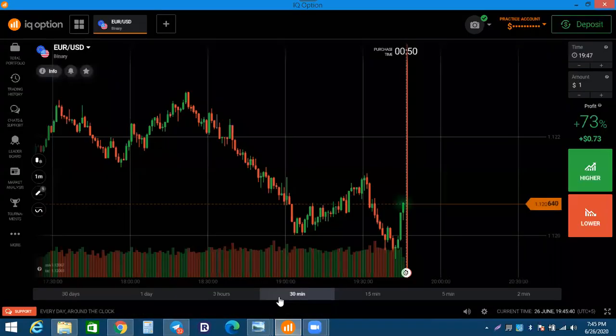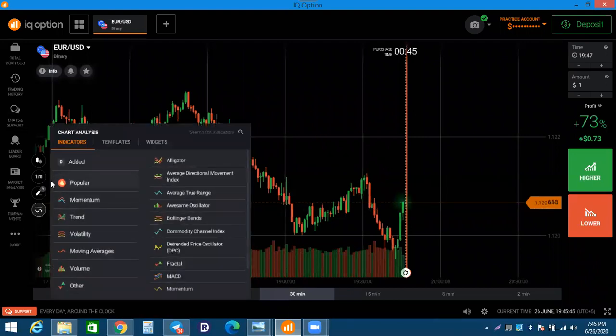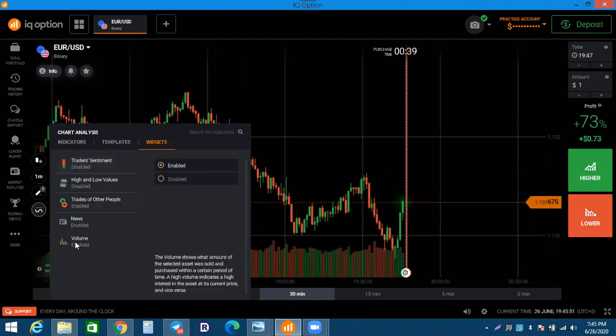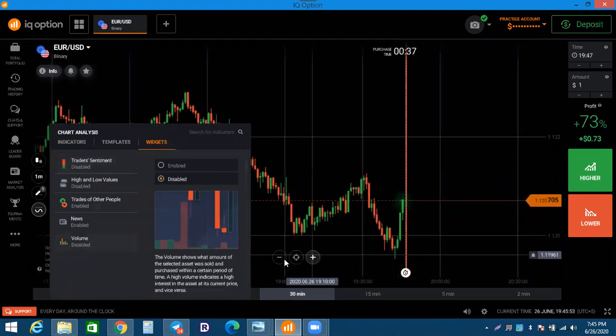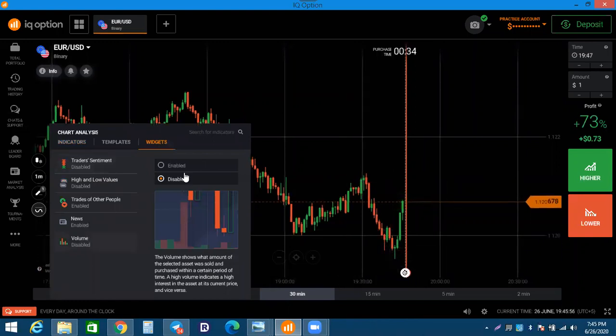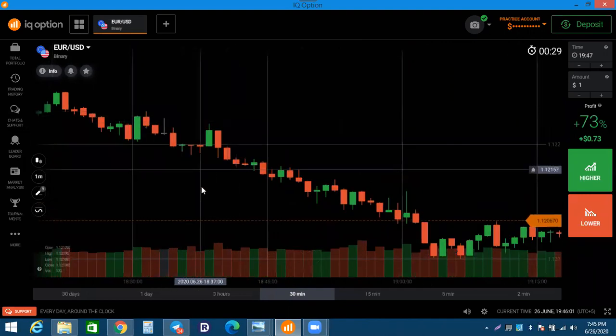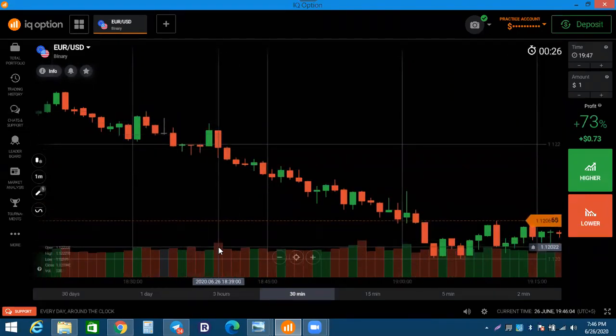First, if you are an IQ Option trader, here is how you can plot this volume analysis indicator. You go to the widget section, and there is the volume. If you disable it, the volume is not showing. If you enable it, you will see this type of volume. If I stop the cursor on this volume bar, on the left side you will see 226 ticks, 226 units, were traded in this candle.